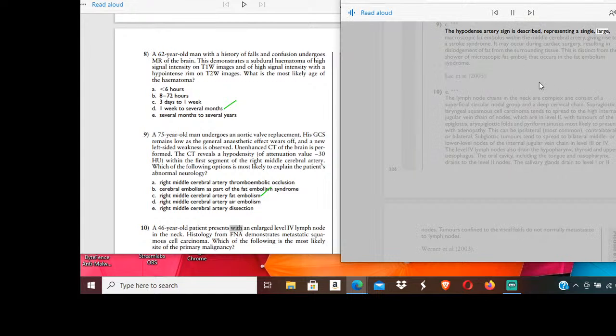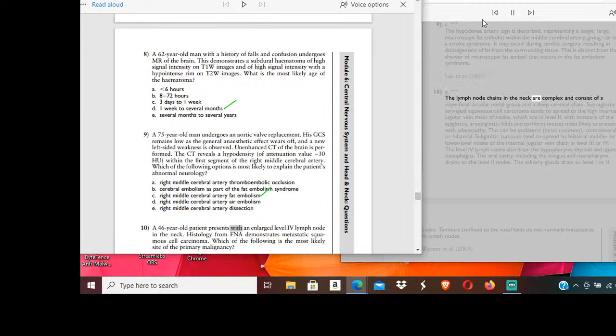Described, representing a single, large, macroscopic fat embolus within the middle cerebral artery, giving rise to a stroke syndrome. It may occur during cardiac surgery, resulting in dislodgement of fat from the surrounding tissue. This is distinct from the shower of microscopic fat emboli that occurs in the fat embolism syndrome. Lee et al., 2005.